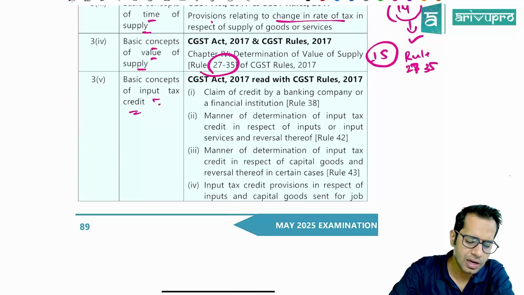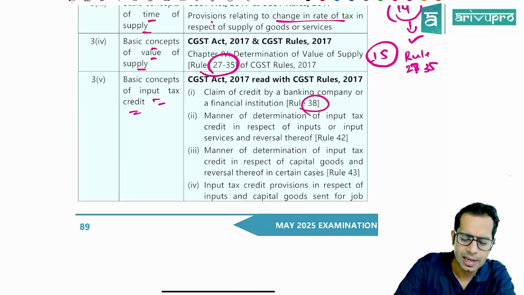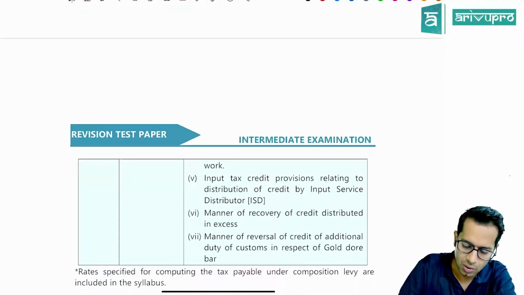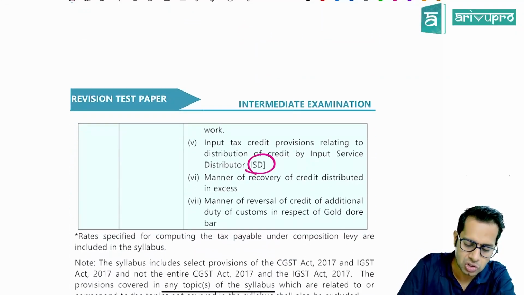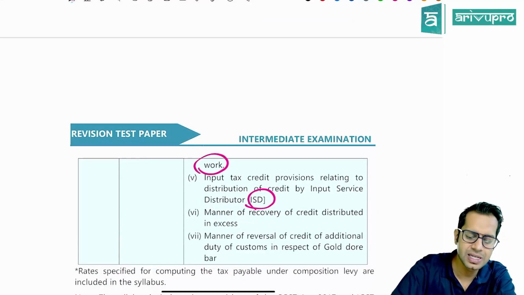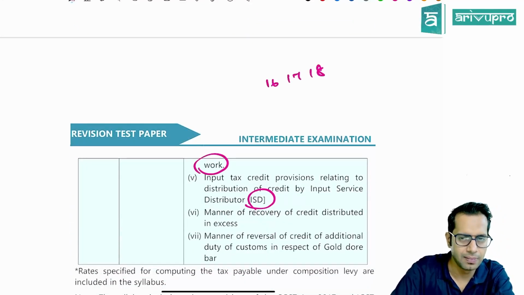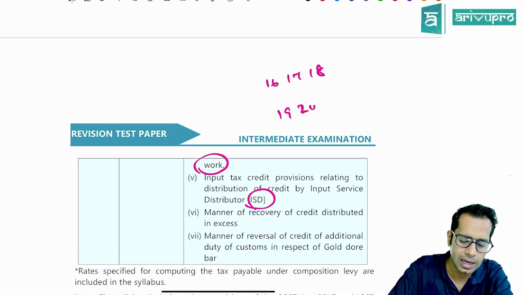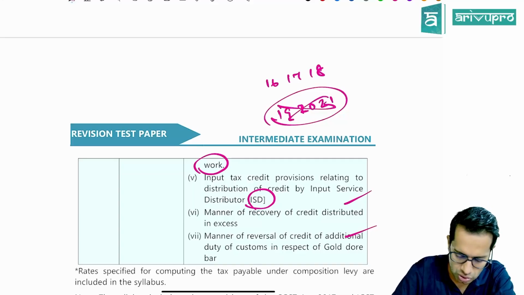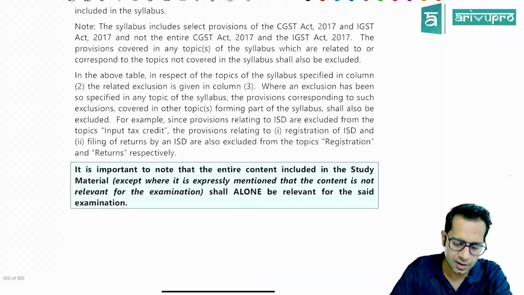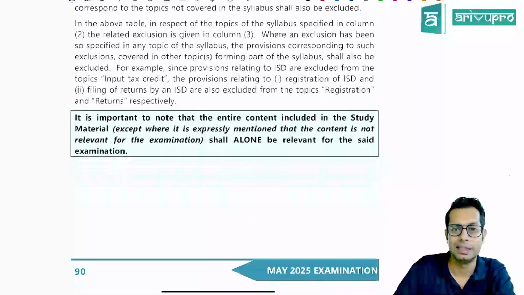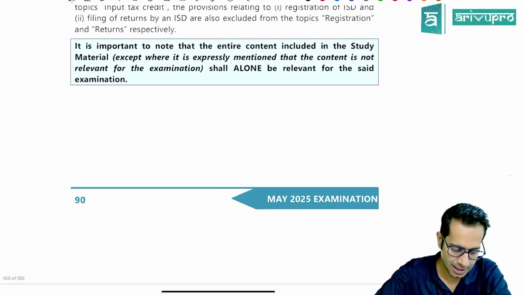Sir, basic concepts of input tax. Under the input tax chapter, there are rules. All the rules have been removed. Rule number 38, 42, 43. Rule with respect to input service distributor. Topic with respect to job worker, etc. Sections: we study what, sir? 16, 17 and 18. There are other sections also, 19, 20 and 21. This is something which is not applicable at intermediate level. So these 3 points talk about those things. Okay. So these are the different things which you don't have to study in your GST under CA intermediate.